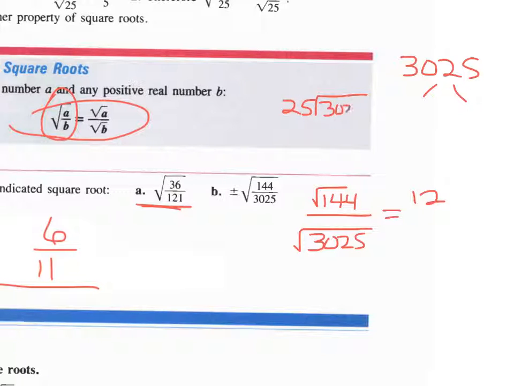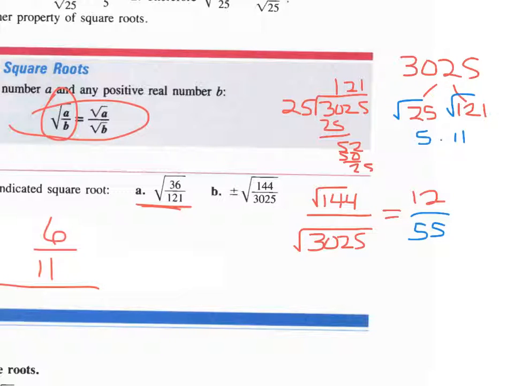So let's try dividing it by 25. Goes in here once, and then twice, and then one more time. So 25 times 121. And at this point, if you realize that these are both perfect squares, you could square root them and get 5 times 11, and then get 55. And that would be your answer there.